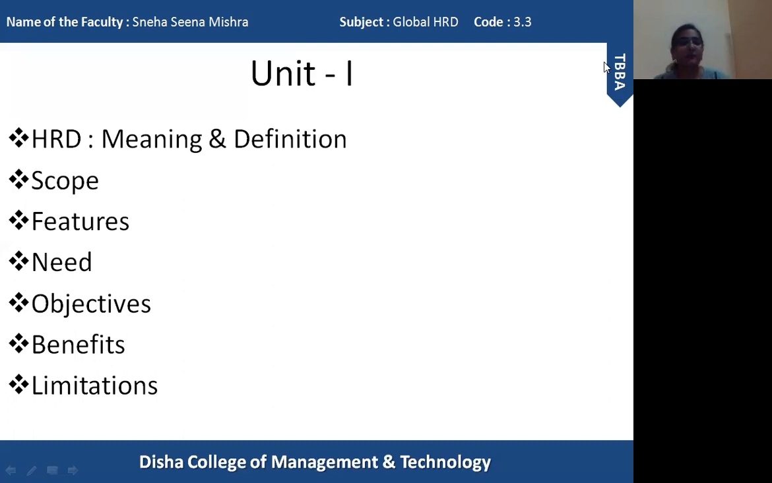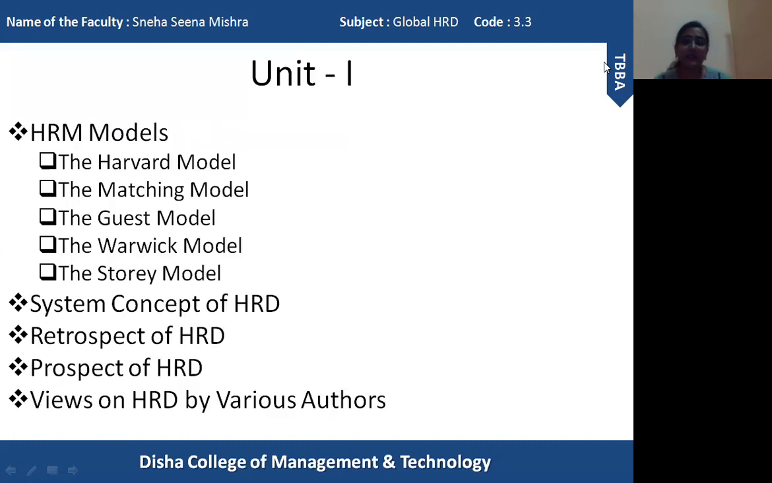So from these topics, the important aspects are the benefits, the limitations and the need for HRD. These are the basic topics which are very important under the concept of HRD. You can consider the entire thing as the concept of HRD. Okay. The next important aspect is the HRM models.